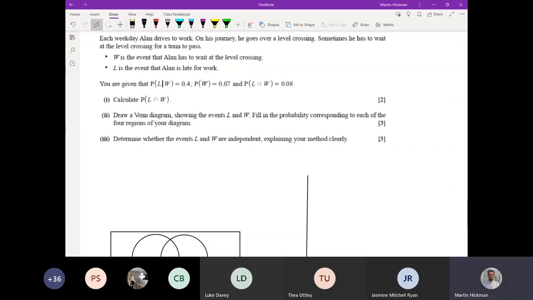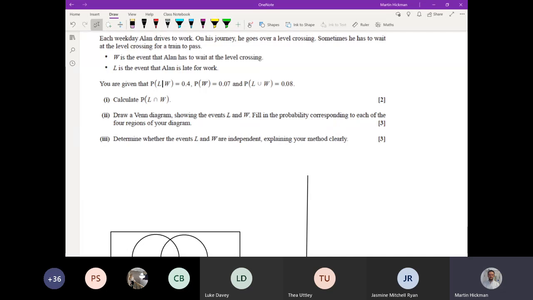Okay, so Alan drives to work and he goes over a level crossing, and W is going to be the event that he has to wait at the level crossing, and L is the event that he is late for work. So you can imagine that obviously one would have an impact on the other here. So we're given that the probability of L given W is 0.4. We're given the probabilities of W and the probabilities of L or W. The first thing we're asked to do is calculate the probability of L and W.